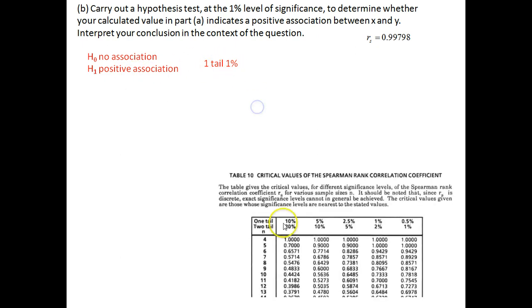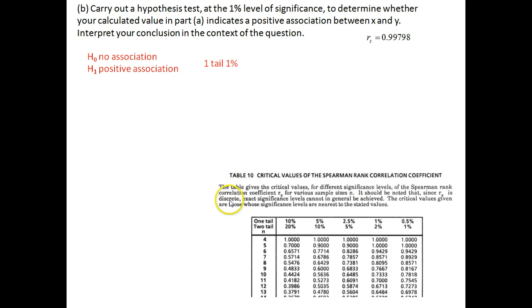So our RS was 0.99798. We want to test no association against a good positive association. We want a 1% significance level, so one-tailed at 1%.